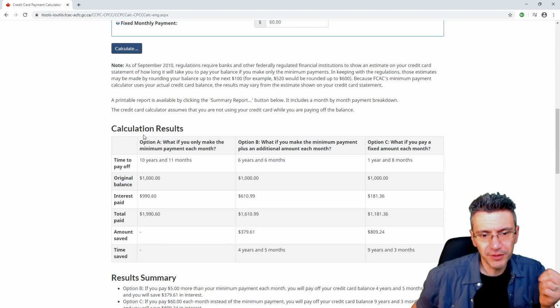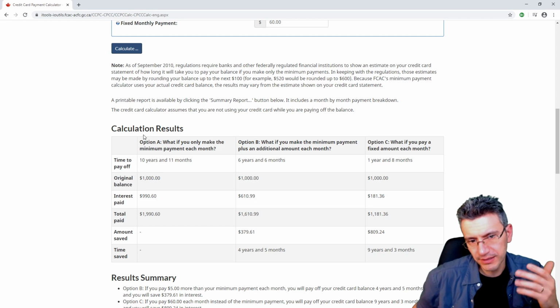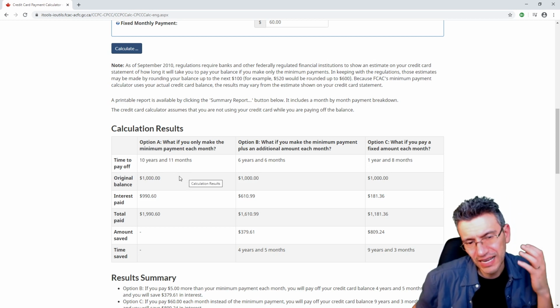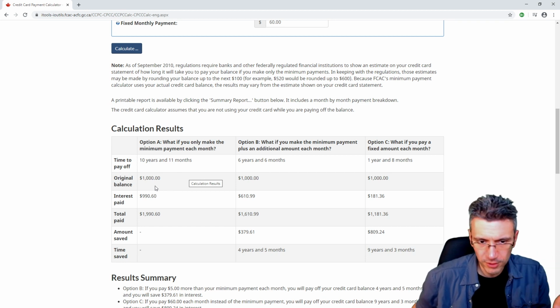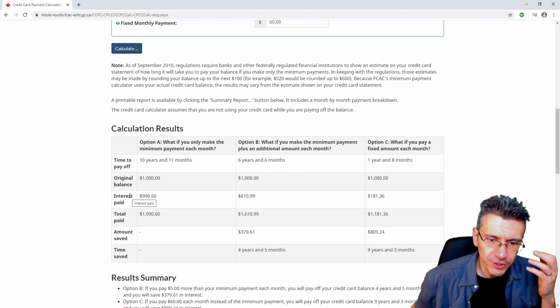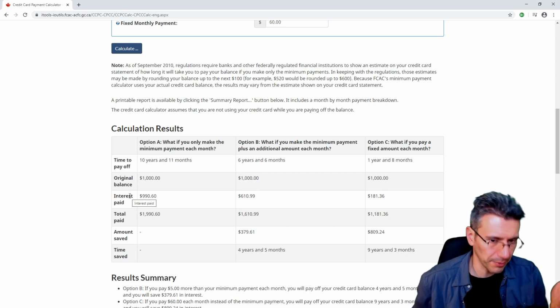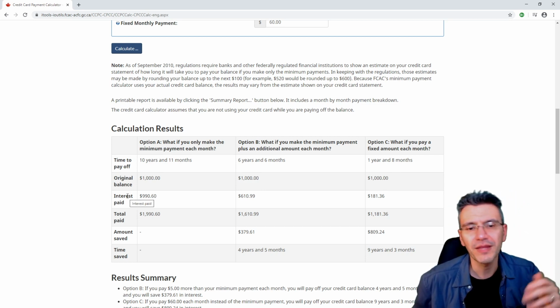So in option number one, if all you do is just pay the minimum, 3% per year until it gets to $10 and then you just pay it off in full, it would take you 10 years and 11 months to pay off the $1,000 in debt, and that would accrue an additional $990.60 in interest charges over time, so almost doubling the amount of money that you have to pay for that.